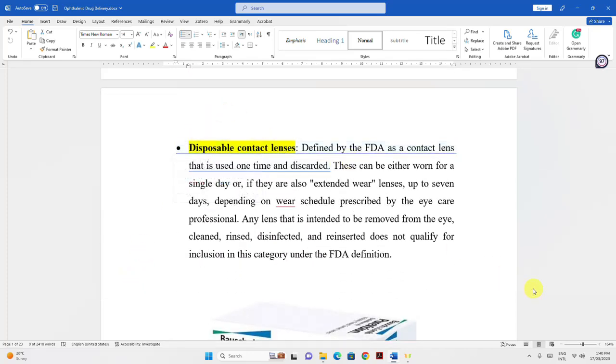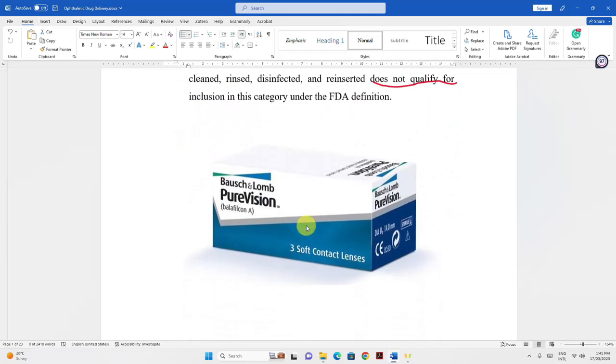According to the FDA, the term disposable means what? It means they can be either worn for a single day, or if they are extended lenses, for up to 7 days. This is according to the FDA. So it can be daily or it can be extended, depending on the wear schedule prescribed by the eye care professional. Any lens that is intended to be removed from the eye, cleaned, rinsed, disinfected, and reinserted does not qualify for inclusion in this category under the FDA definition. What is meant is, if you are going to remove the contact lenses, clean them, wash them, and then insert them again, maybe later, then that is not a disposable lens.